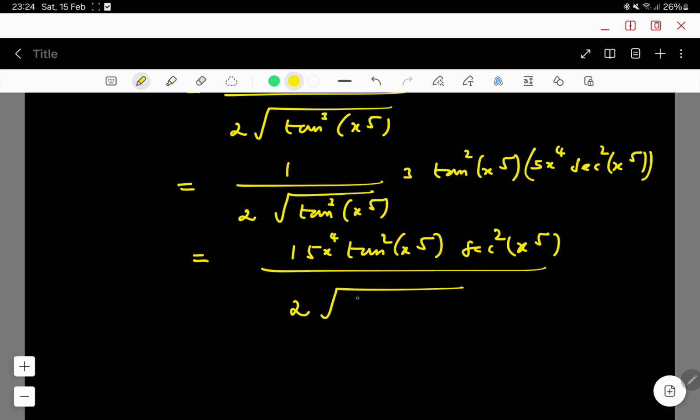two times under root of tan cube of x power 5. So these are all methods of differentiation.